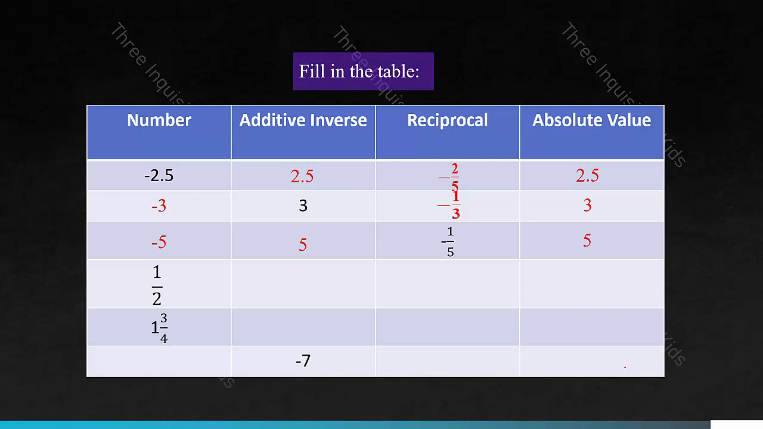Here we have 1/2 as our number. Its additive inverse is negative 1/2, and its reciprocal is 2, and its absolute value is just 1/2. Our fourth number is 1 3/4. Its additive inverse is negative 7/4. Its reciprocal is 4/7. Its absolute value is 7/4. For the last one, we know that the additive inverse of a number is negative 7, so this number must be 7. Its reciprocal is 1/7, and its absolute value is 7. So now we know what an additive inverse is, what a reciprocal is, and what an absolute value is.